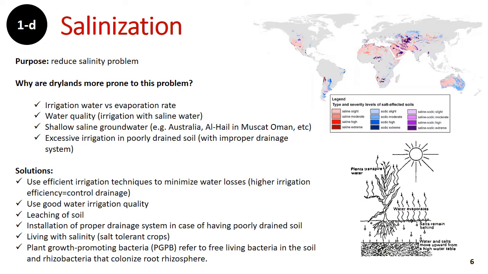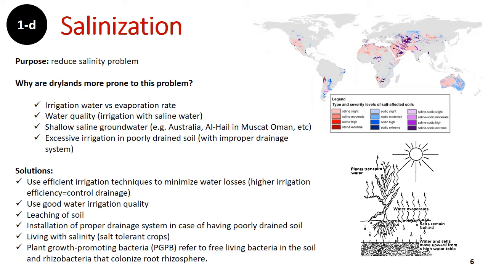Salinity is another very serious problem that leads to desertification, and therefore we also have to deal with it and to control it. And the idea of salinity control is basically to minimize the effect of salinity. Now, dry lands or dry areas are more susceptible to this problem, as you see from the map, because in these areas you have a lot of challenges. Number one, it depends on the irrigation water and the evaporation rate.